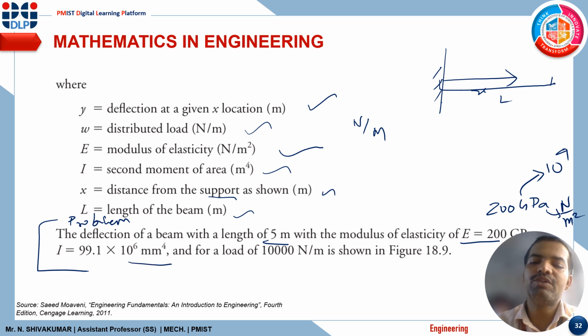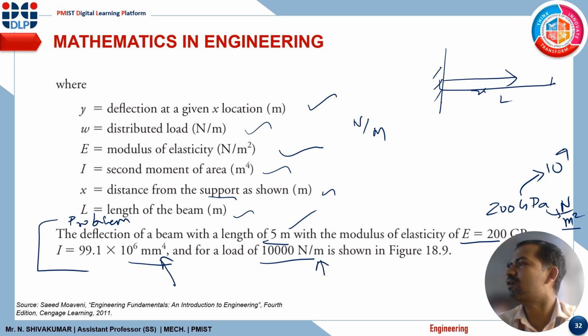So now the problem, if you see the problem, it is given in meters. This is also given in meter, but this is given in millimeter. You have to convert into meter. Next, load intensity given in Newton per meter. Either you convert everything into meter, or you convert all the remaining units into millimeter. So either way you have to go.